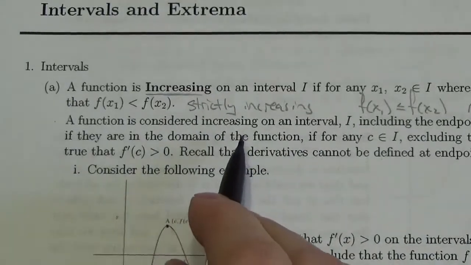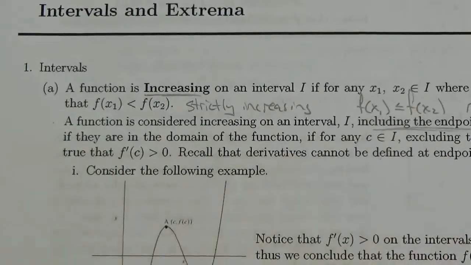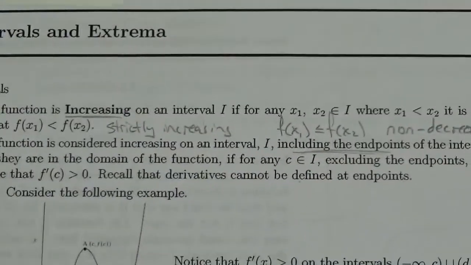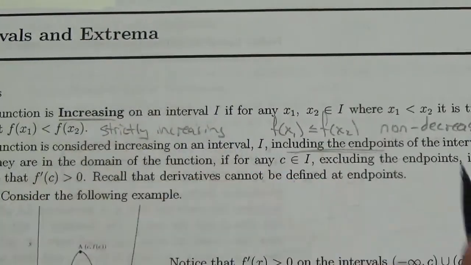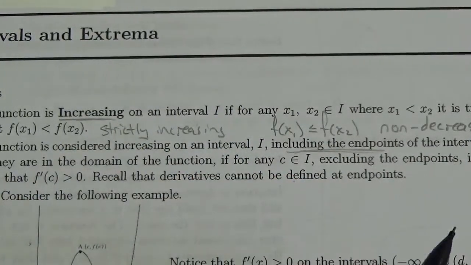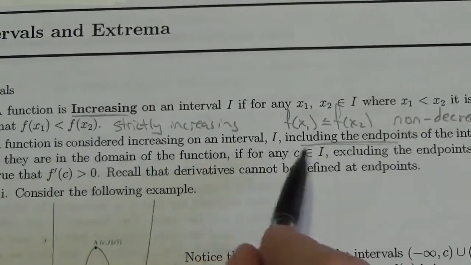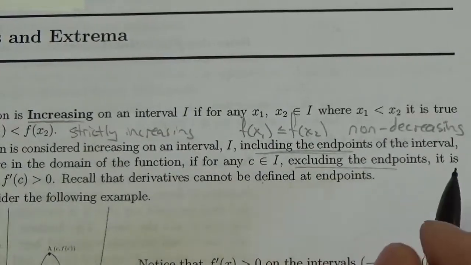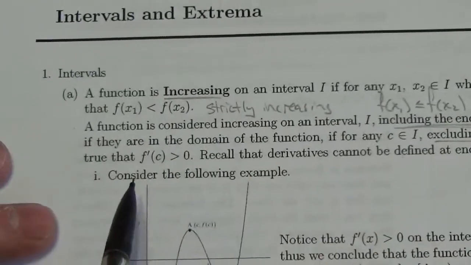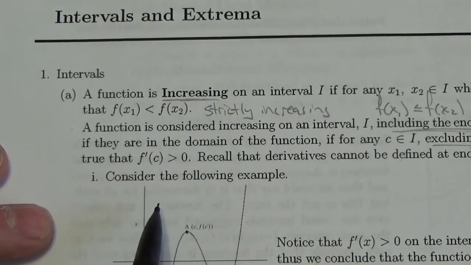So a function is considered increasing on the interval I, including the endpoints. And that's what I'm trying to get at here. Including the endpoints. Because they never specified that this couldn't be an open interval, it's just an interval. I got to assume that I can include the endpoints. If, for any c in that interval, excluding the endpoints, okay, excluding the endpoints, it is true that the derivative of that function is positive.